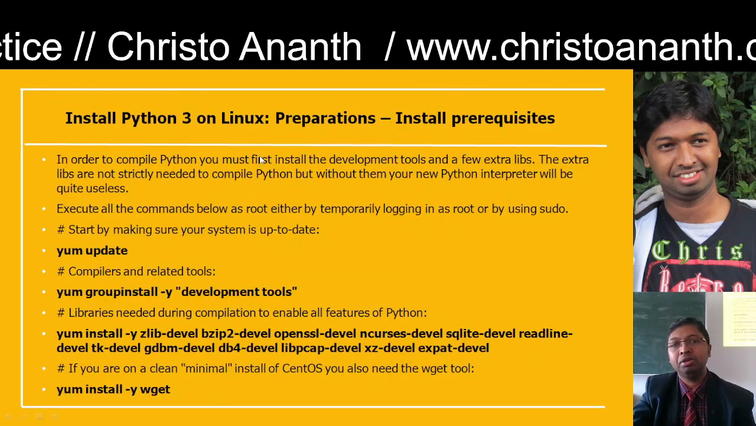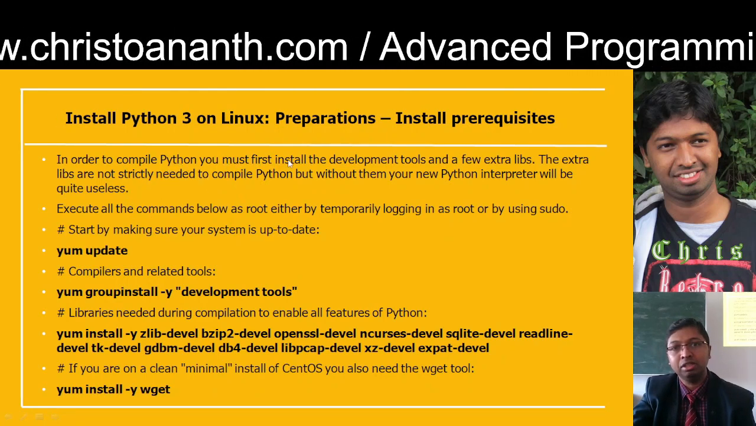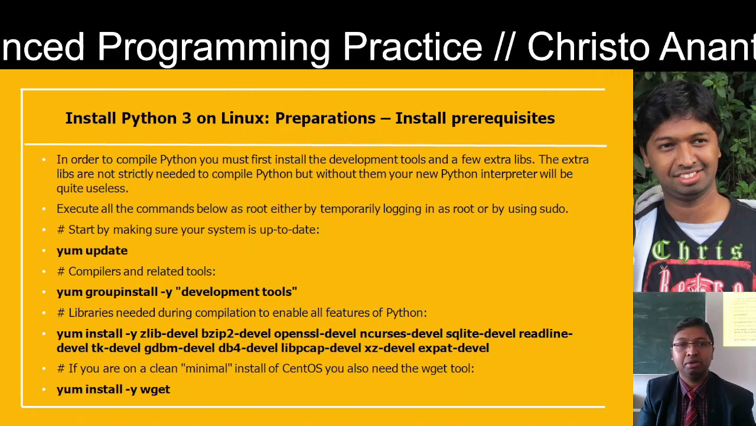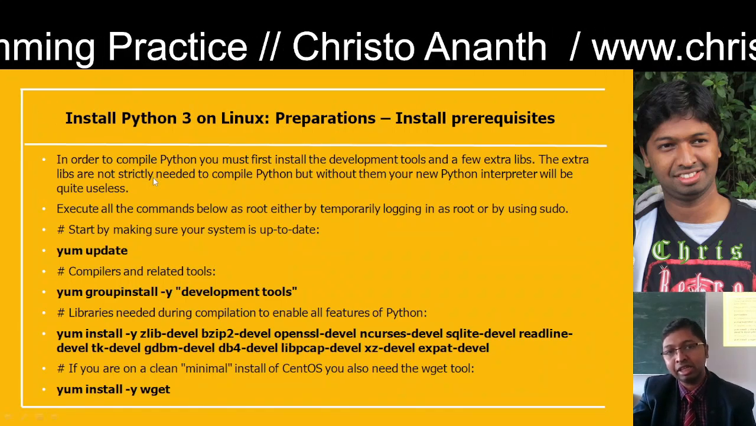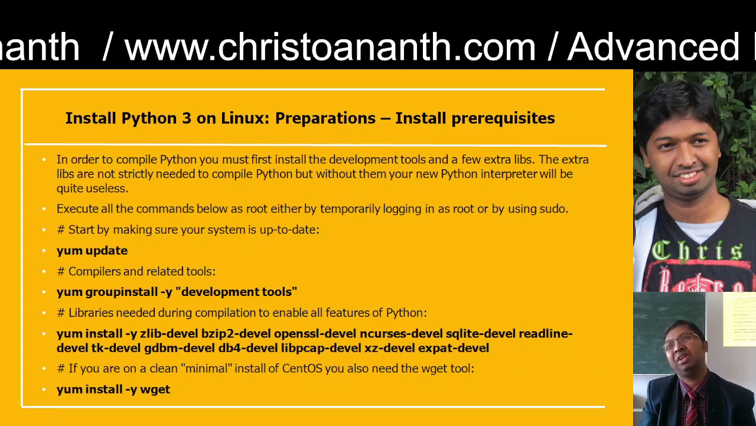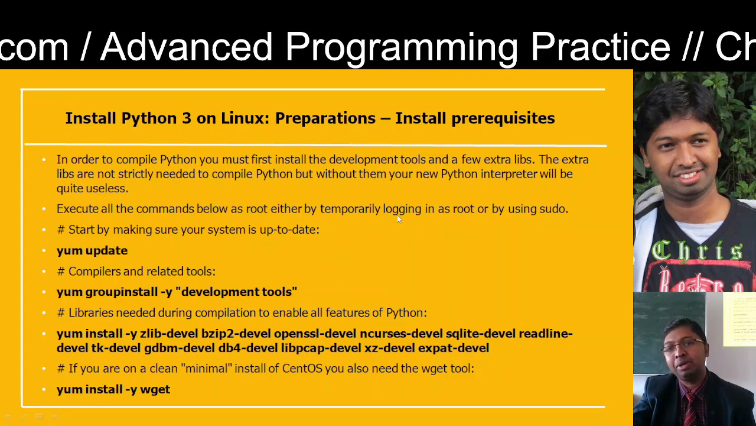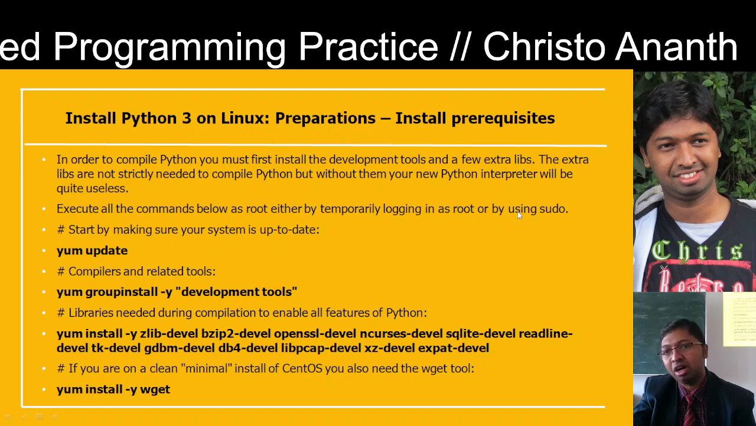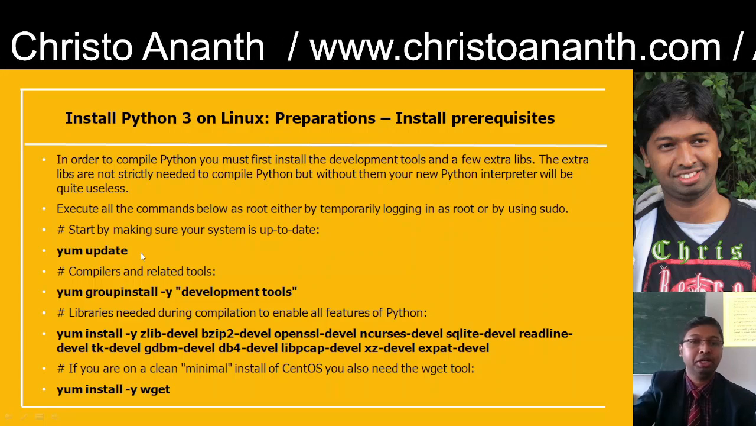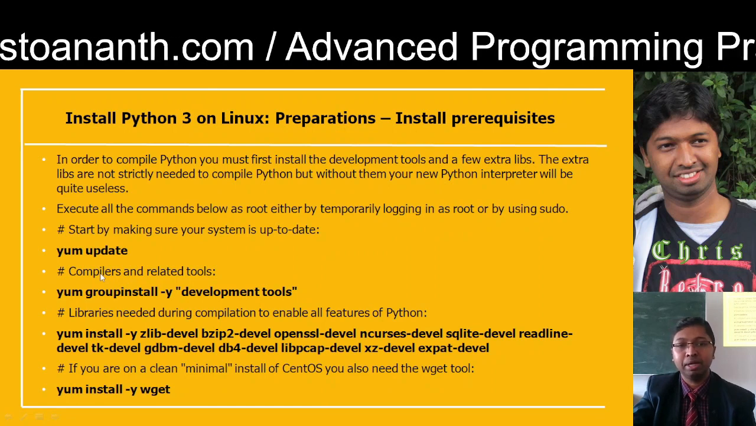And for the Linux platform, you can install the prerequisites. You have to make sure that you can compile Python, so you have to install the development tools and maybe some extra libraries. Extra libraries are not strictly needed to actually compile Python, but without them the Python interpreter will not be very useful. You have to execute the commands as root, either by temporarily logging in as root or by using sudo. Make sure that your system is up to date with yum update, and after that install the compilers and related tools.